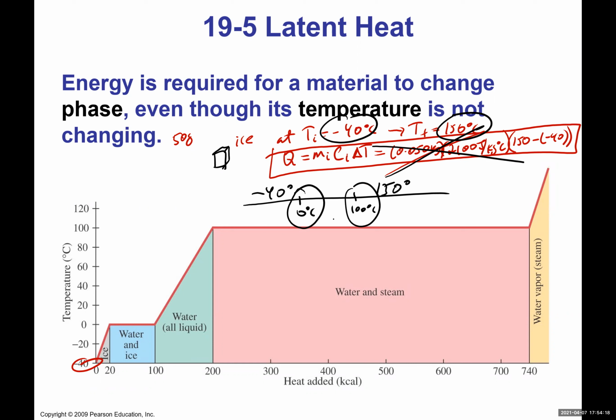That means when you go from negative 40 to 0, at 0 you have to undergo a phase change from solid to liquid. Then when we reach 100, you cannot go to 150 without undergoing another phase change, in this case liquid to gas. So that is why that one equation, Q equals mc delta T, going from negative 40 to 150 will not work, because that does not include changing phase.